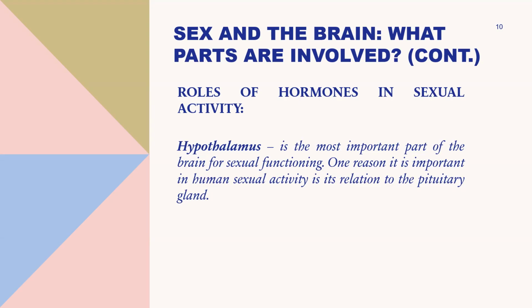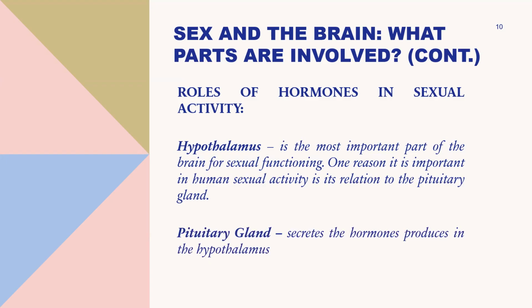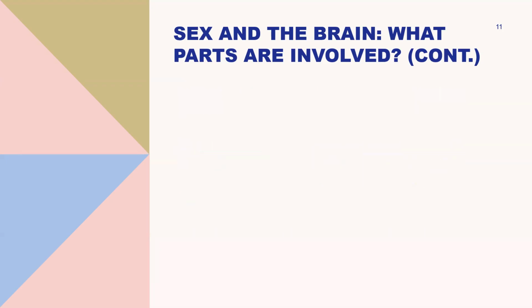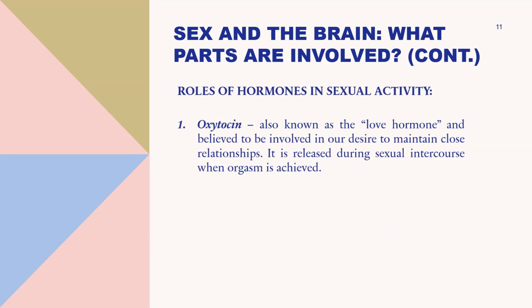And one reason the hypothalamus is important in human sexual activity is its relation to the pituitary gland. Now, what is the pituitary gland? It secretes or releases the hormones produced in the hypothalamus. So these are the different hormones secreted from the pituitary gland, commanded by the hypothalamus. First, we have oxytocin. This is also known as the love hormone and is believed to be involved in our desire to maintain close relationships. It is released during sexual intercourse when orgasm is achieved.